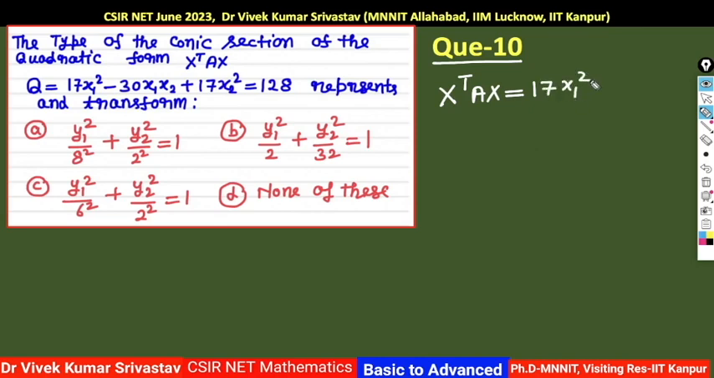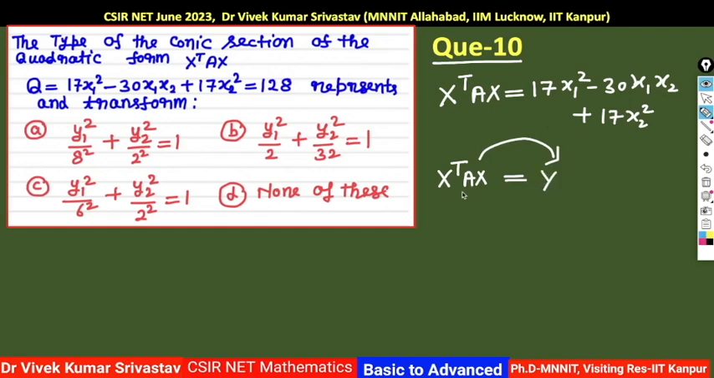17 x1 square, right, minus 30 x1 x2, right, and then plus 17 x2 square, right. So this quadratic form is already given, and they are asking what type of conic section it represents and transforms. Everyone knows what is quadratic form, a polynomial whose degree is 2. So we have to transform this. You know how to transform.